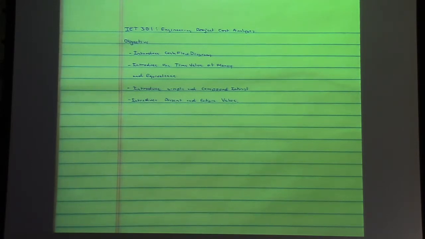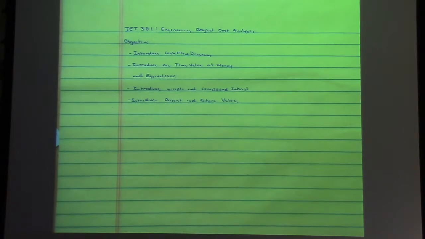The use of tables in economics is extensive, therefore I'll introduce how to use these tables to determine simple and compound interest. And finally, we're going to introduce the present and future value of money. So to get started, I'm going to introduce you to these things known as cash flow diagrams.